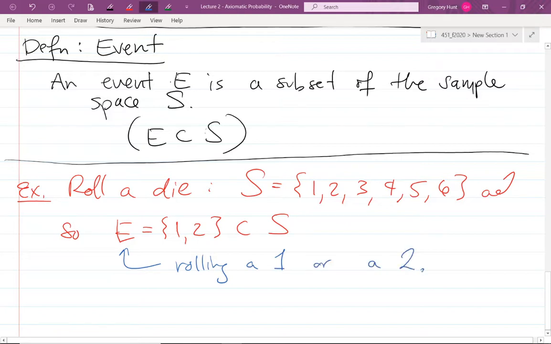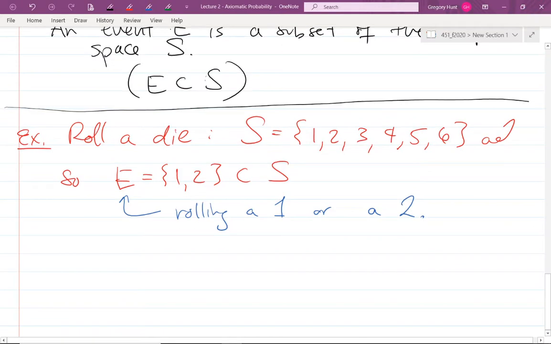So I could look at different collections of outcomes. We call those events. So for example, the event of I roll a 1 or I roll a 2 would just be the subset {1, 2}. That's an event. That's what we call it. And we have this terminology where we say an event happens or an event occurs if the, quote, observed outcome of our experiment is an element of E.